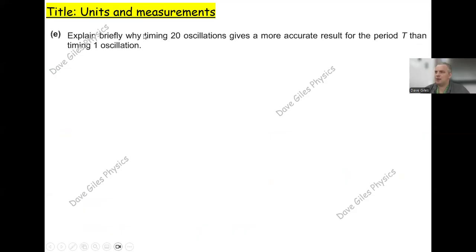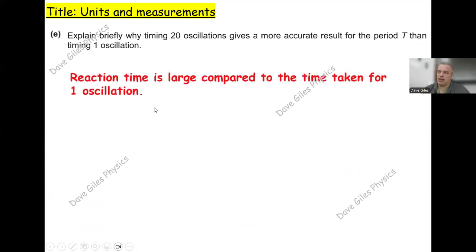And then finally, explain briefly why timing 20 oscillations gives a more accurate result for the period than timing 1 oscillation. Reaction time is large compared to the time taken for 1 oscillation. So it reduces the error.